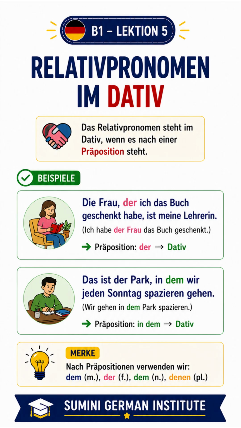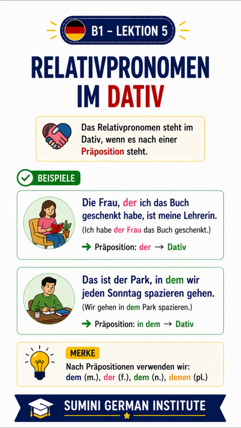Now, the dative. This is where many learners make mistakes. The relative pronoun goes into the dative when the verb inside the relative clause requires a dative object. Example, ich habe einen Freund, dem ich gestern geholfen habe. I have a friend whom I helped yesterday. Look careful. The verb is helfen, to help. And helfen always takes the dative. We ask, to whom did I help? To the friend. So we use dem.